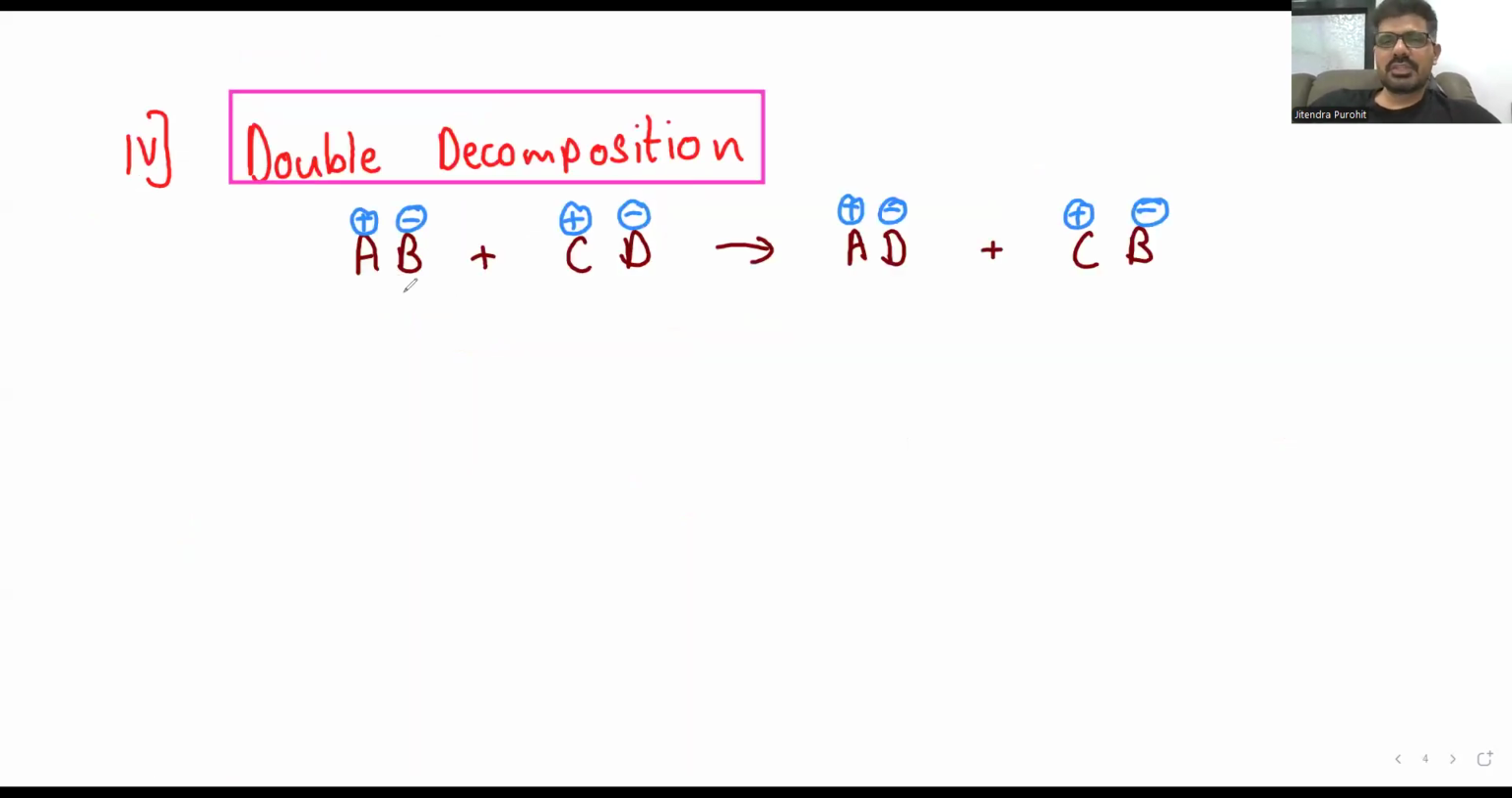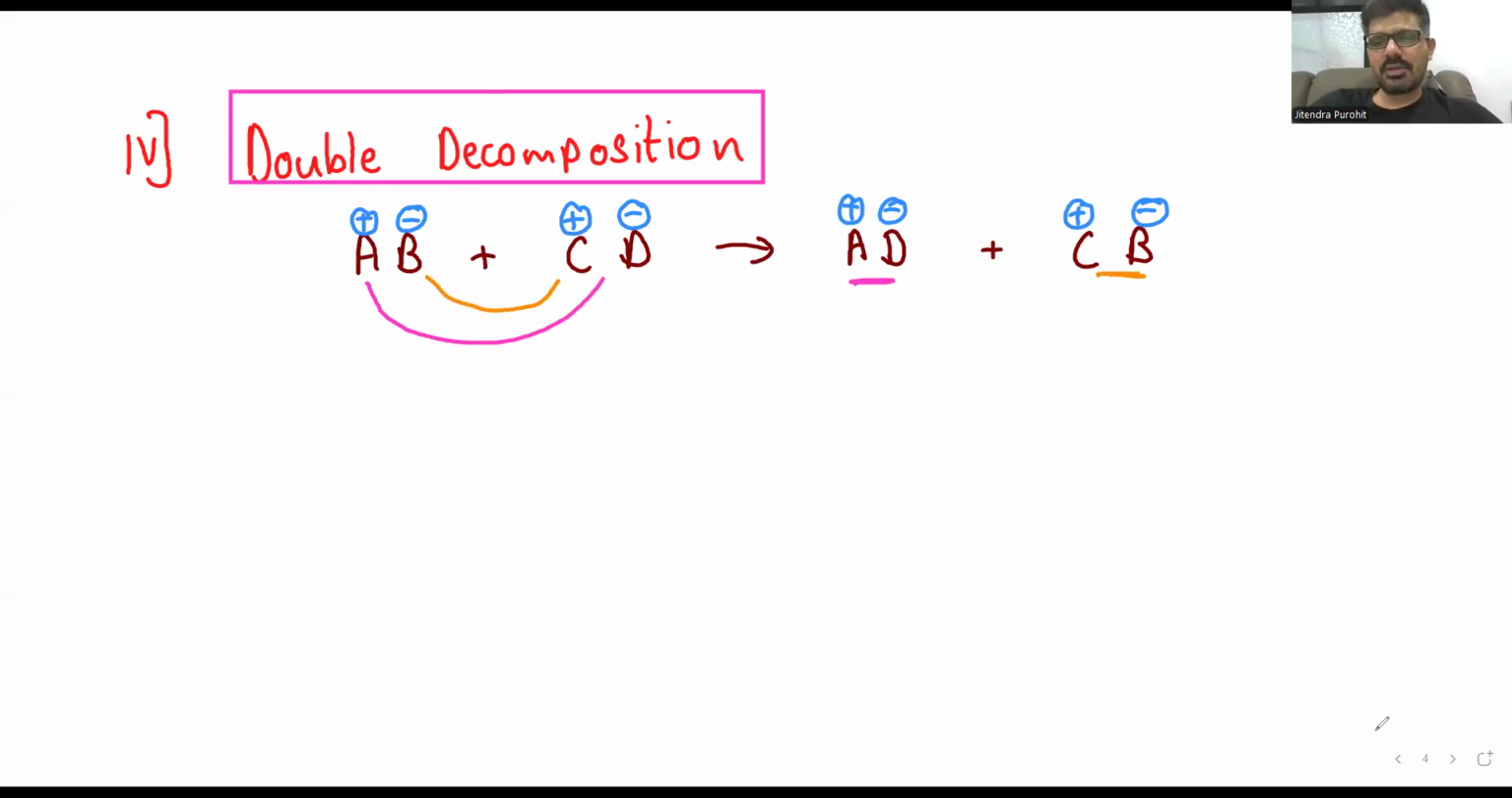Now in double decomposition, what will happen? The partners will change, beta. Here A was with B and C was with D. Now what will happen? A will go with D, and you get AD. And C will go with B, and you get CB. This is what double decomposition is.